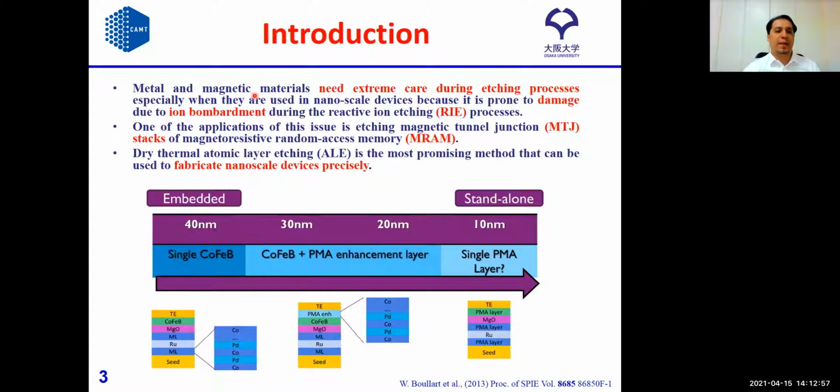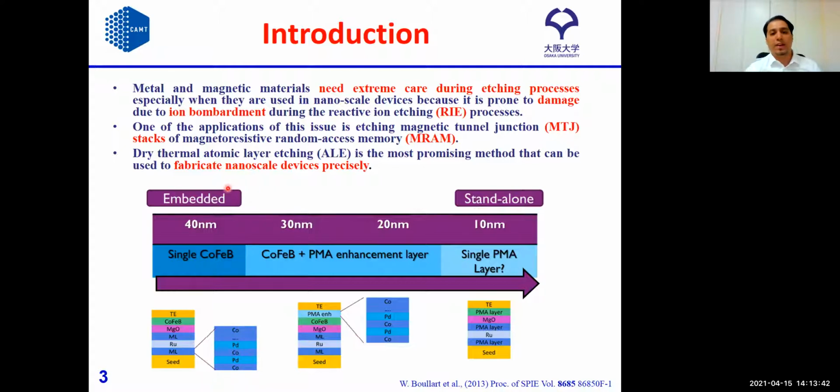Also, as you can see here, metal and magnetic materials need extreme care during etching processes, especially when they are used in nanoscale devices, because they are prone to damage due to ion bombardment during reactive ion etching processes. One application of this issue is etching MTJ stacks of MRAM. As you can see here, it is around 10 nanometers and contains some metals separated by isolating layers. So we need technologies that can etch these materials precisely.